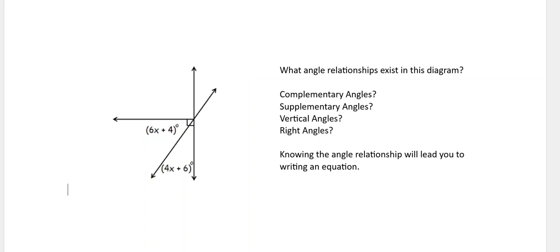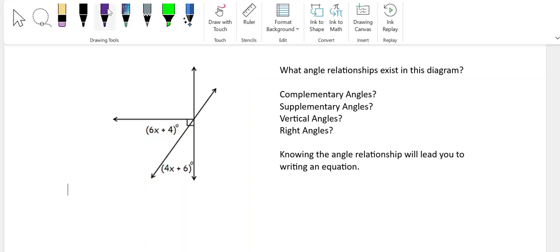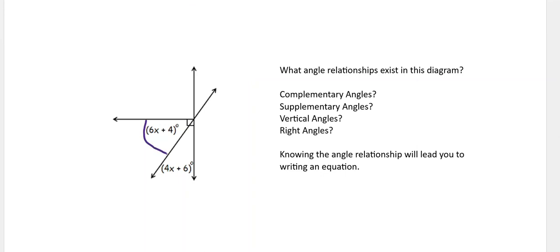Seeing that those two angles together, 6x plus 4 and 4x plus 6, make the two sides of this angle that are labeled with the right angle symbol. The right angle symbol tells me that this angle is 90 degrees. Knowing that angle is 90 degrees, we can identify complementary angles.